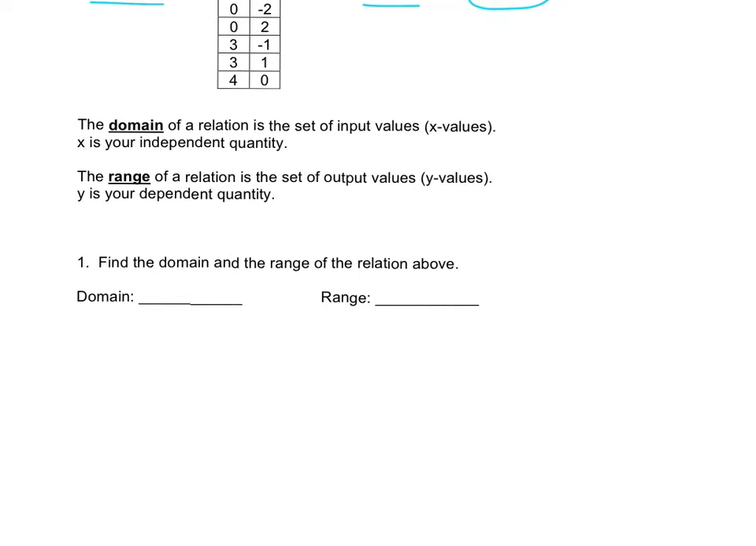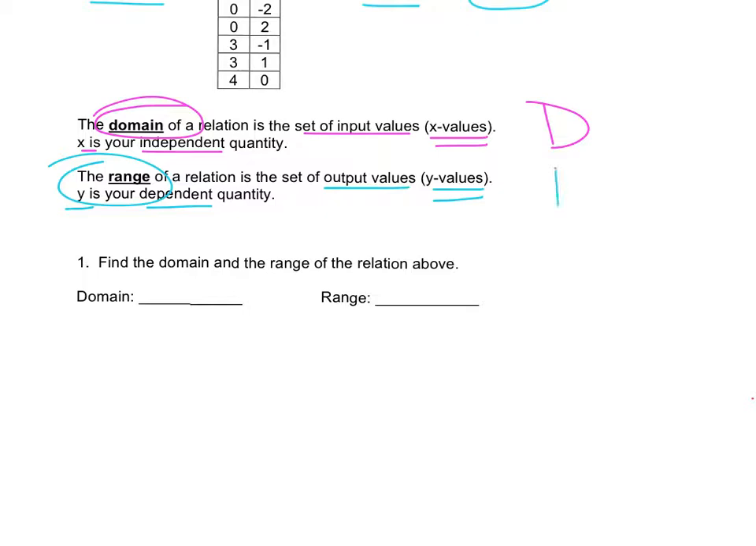The next part we're going to look at is domain and range. So domain of a relation is the set of input values, which are your x's, and then x will be your independent quantity. Range of a relation is the set of output values, which are your y values. Y is your dependent quantity, so your y value will always depend on your x. A way that you can remember is D comes before R, X comes before Y. So domain is X, range is Y.